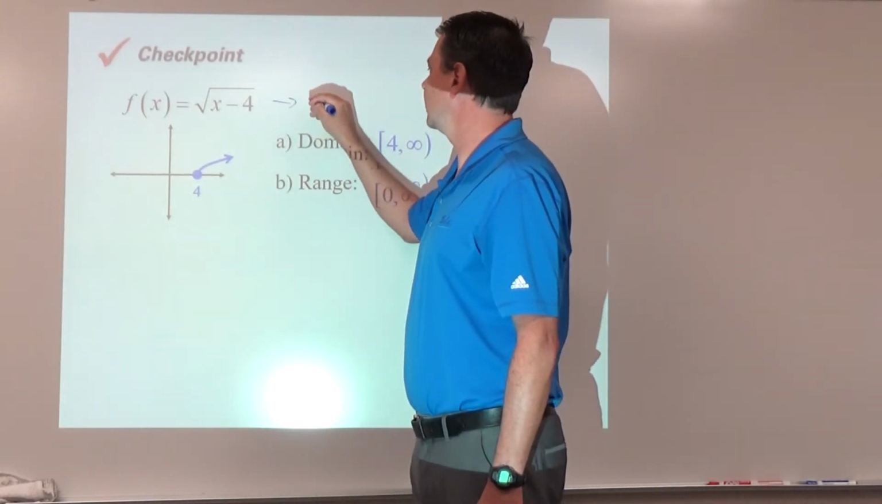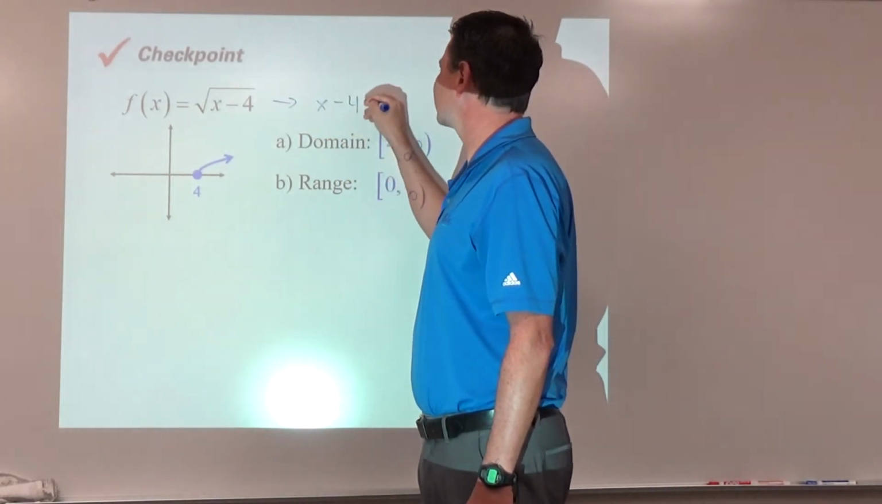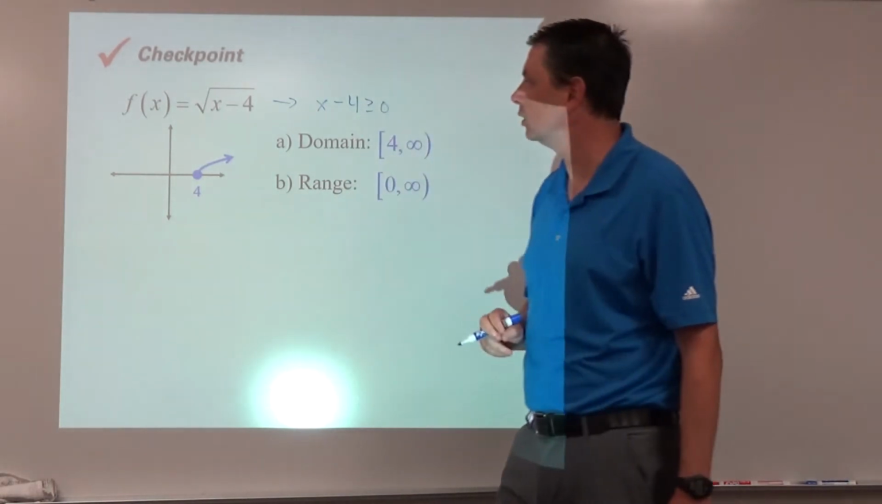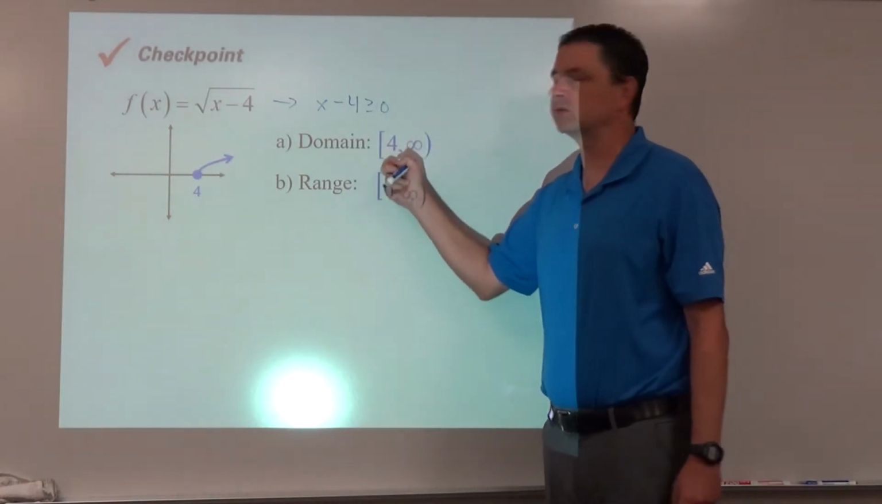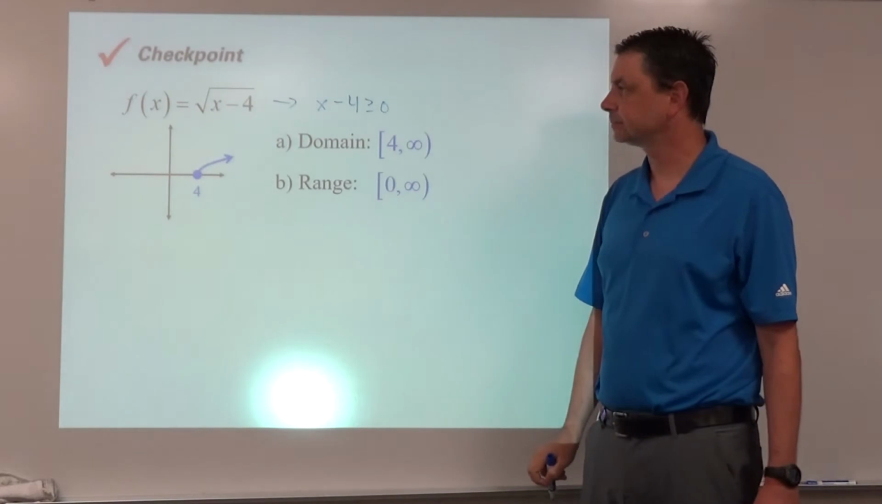So in terms of domain, we could have thought x minus 4 has to be greater than or equal to 0. And if we solve that, that's what we're going to get for the domain.